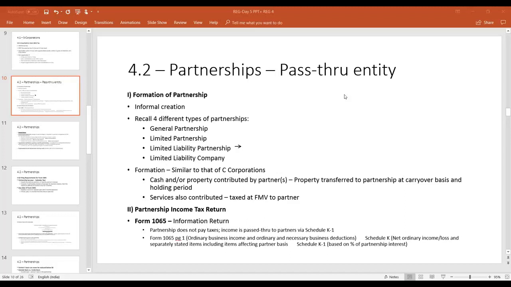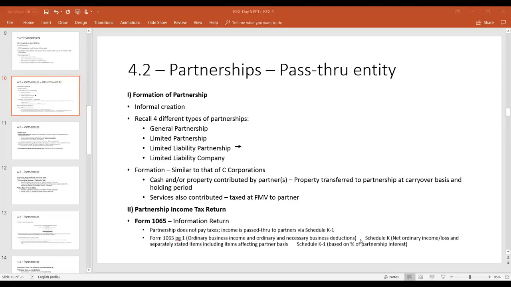Now, if you look at the partnership income tax return, it's on a Form 1065. Again, it's only an information return. The partnership does not pay any taxes. Income is passed through to the partners via Schedule K-1. How does this happen? There were some arrows here which have gone missing, but generally you start with Form 1065 page 1, where the ordinary business income and deductions are reported, and then that's carried forward. I'll also show this on Schedule K, where you have a summary of the net business income, and then the separately stated items that affect individual partners.